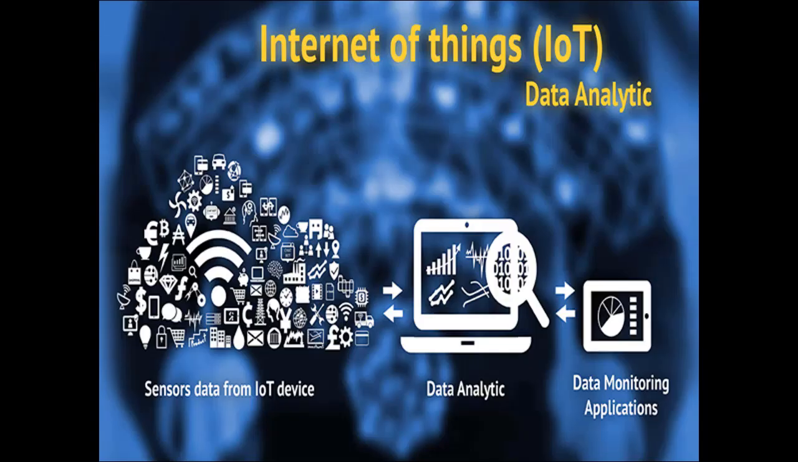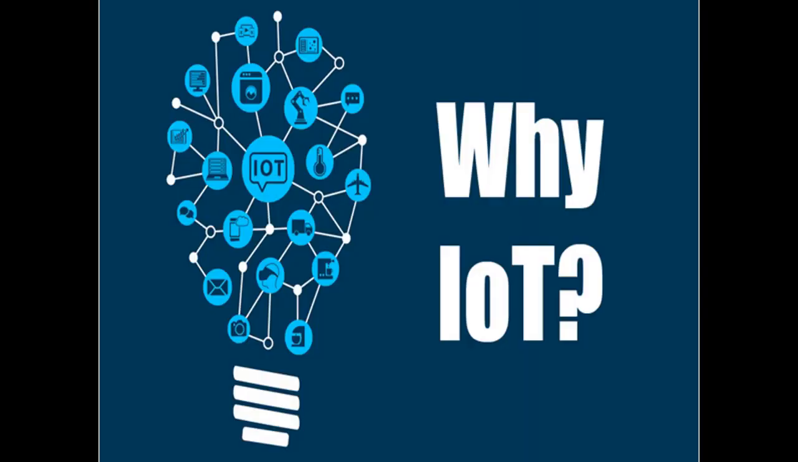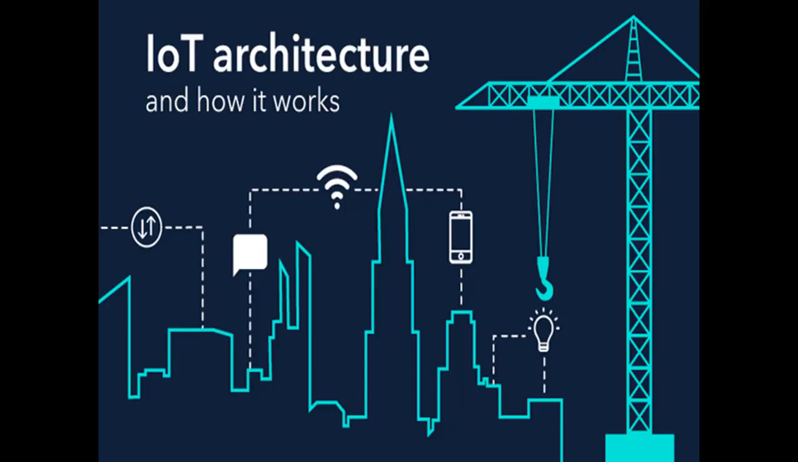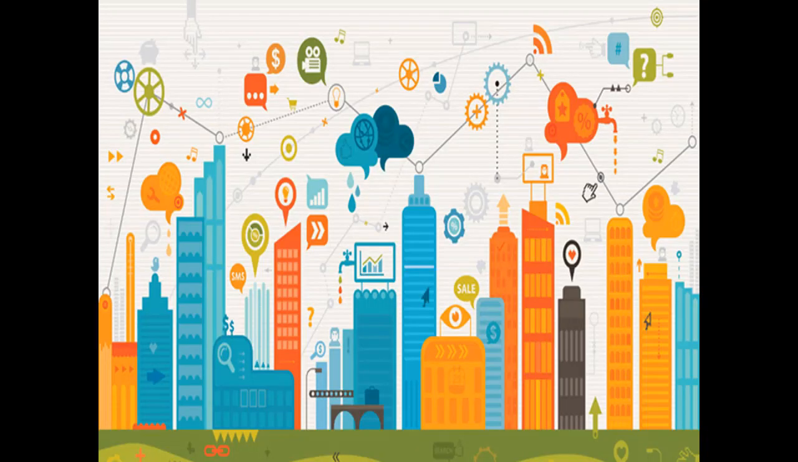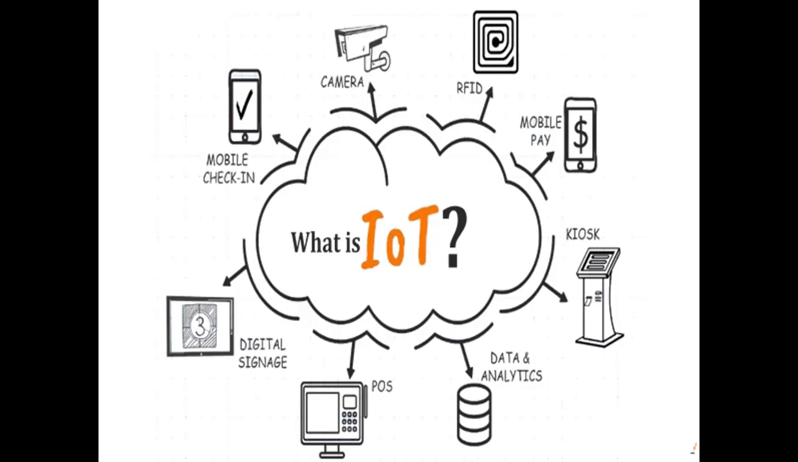Now, if you are starting to wonder what is IoT, you have stumbled on the right place. This video will help you get going with the basics of the Internet of Things. In this video, we will cover the following topics. First of all, what is IoT? Evolution of Internet of Things. Why IoT? How does it work? And architecture of the IoT. Applications of IoT. How IoT can help us. And the future scope of IoT.